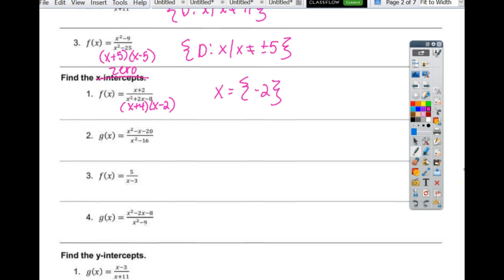So number 2, we need to factor. So we get x plus 4 and x minus 5. So does anything cancel? The x plus 4, so that's a point of discontinuity. That's not going to give me a 0, but what is going to give me a 0? Positive 5? Mm-hmm.